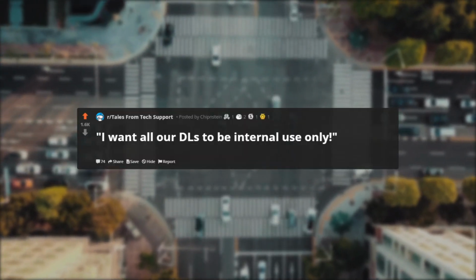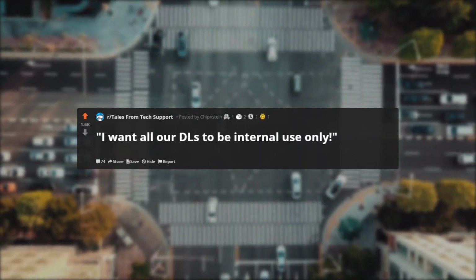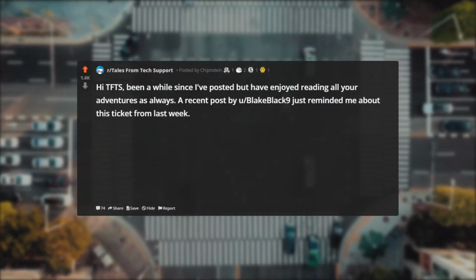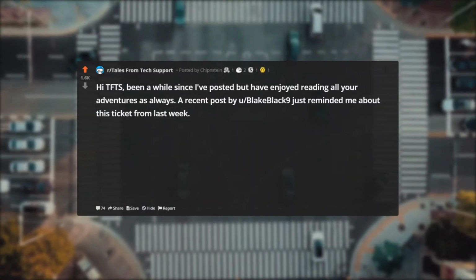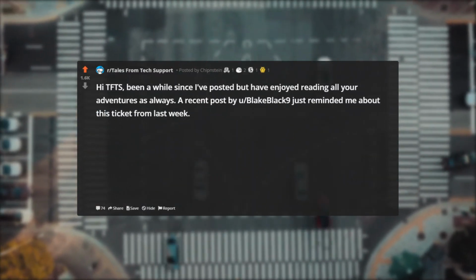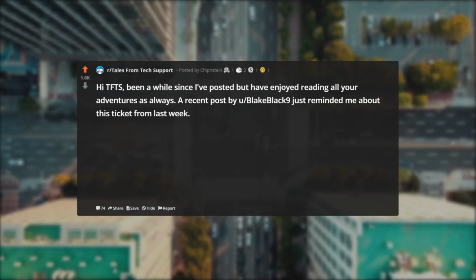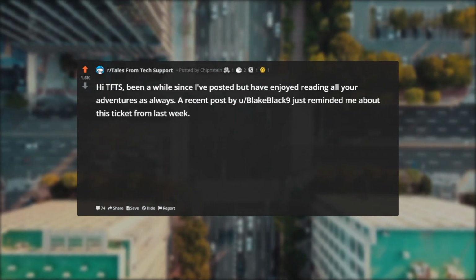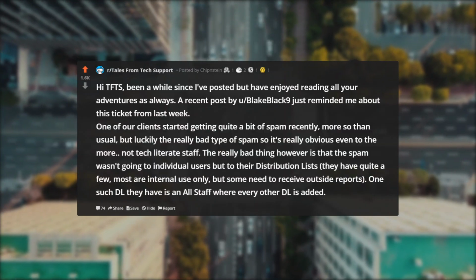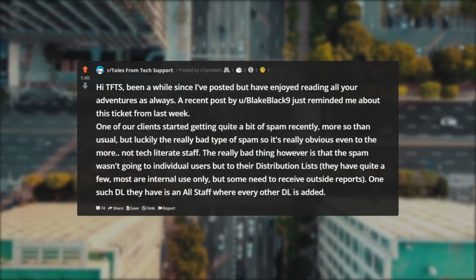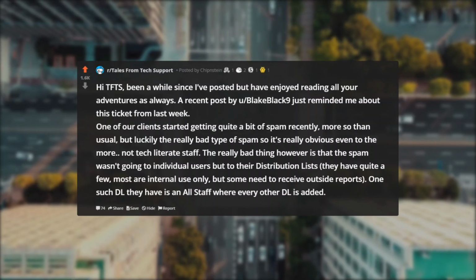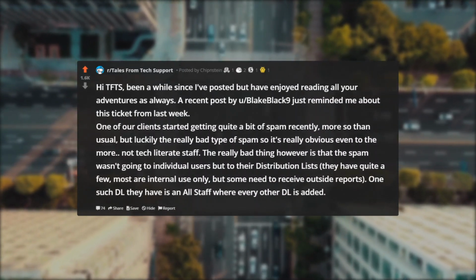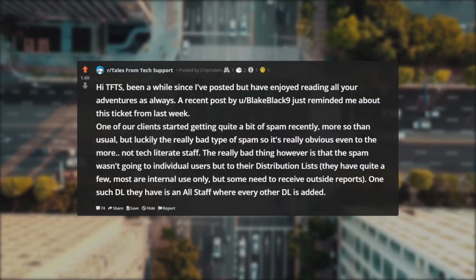So let's get started. I want all our DLs to be internal use only. Hi TFTS, been a while since I've posted, but have enjoyed reading all your adventures as always. A recent post by /BlakeBlack9 just reminded me about this ticket from last week. One of our clients started getting quite a bit of spam recently, more so than usual, but luckily the really bad type of spam, so it's really obvious even to the more not tech literate staff.